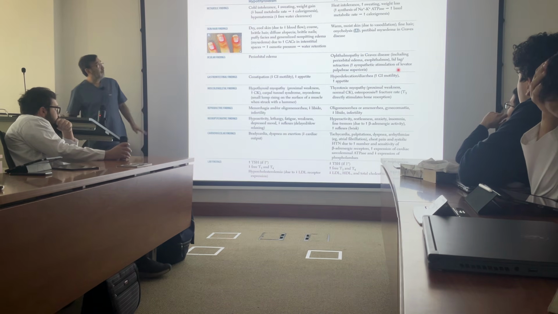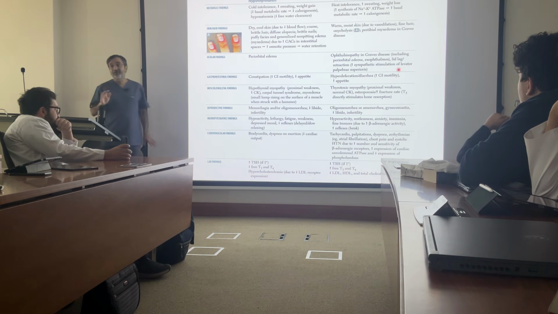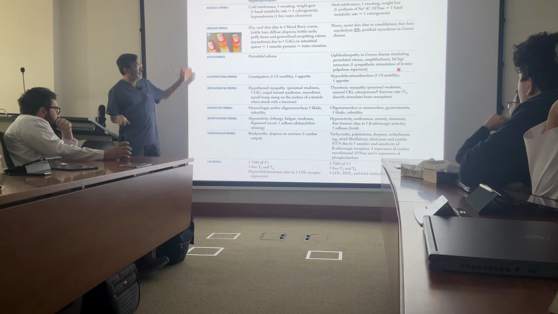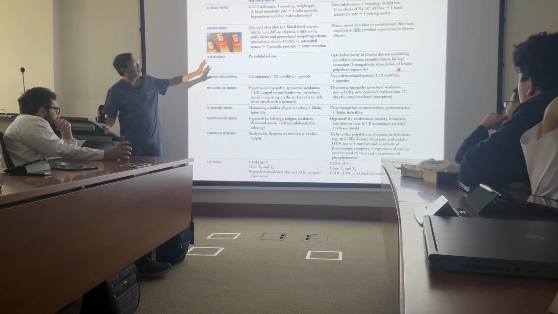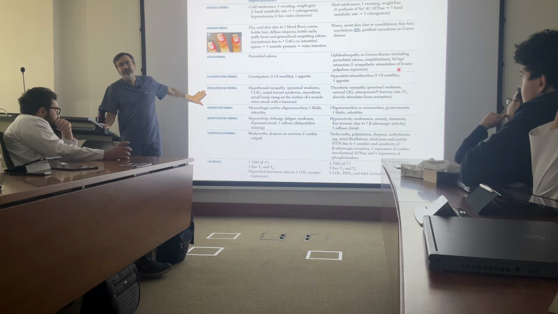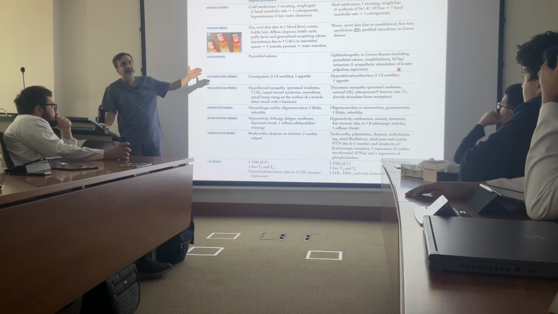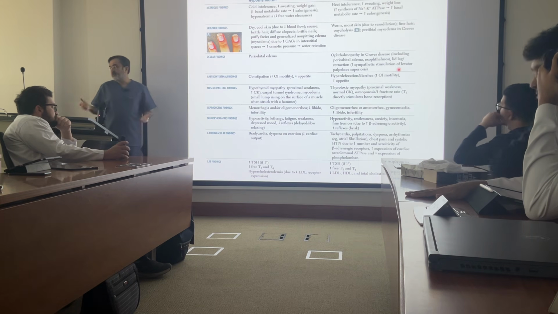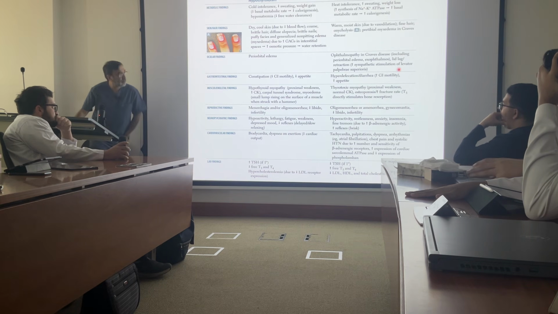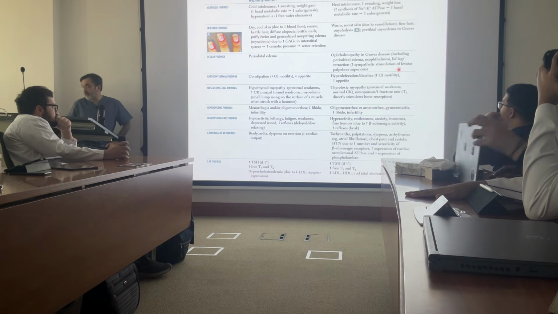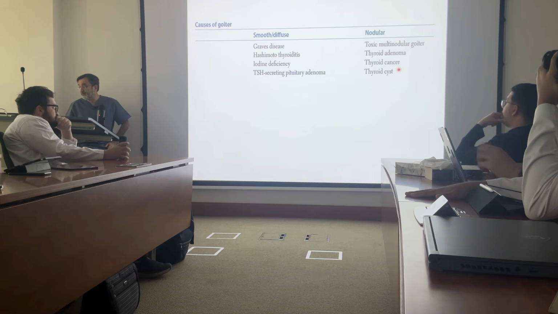Now, I'm not going to go into the whole table. You can read it yourself. This is a comparison between hypothyroidism and hyperthyroidism. This has been taken from First Aid, so you can see the complete differences in different organ systems between hypothyroidism and hyperthyroidism, and some of them can be utilized for asking you questions related to hypo and hyperthyroidism.